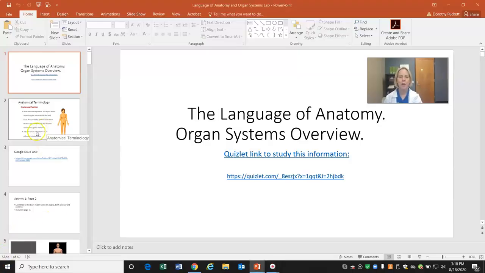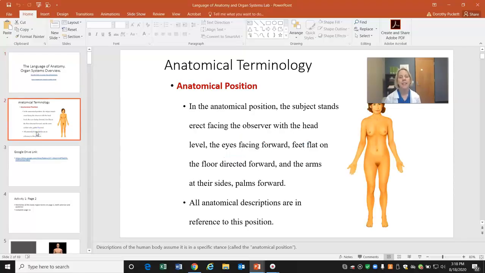And the first thing I want you to see is this term anatomical position, which is where the subject stands erect, straight up, facing the observer, with their arms straight down at their sides and their feet forward toward the observer. And notice the palms are on the front, and we can see the person is looking forward.